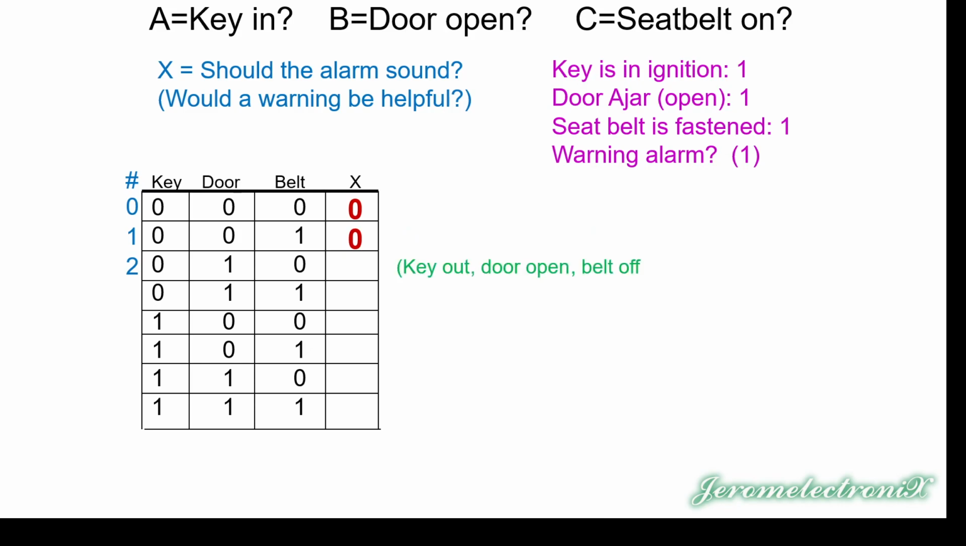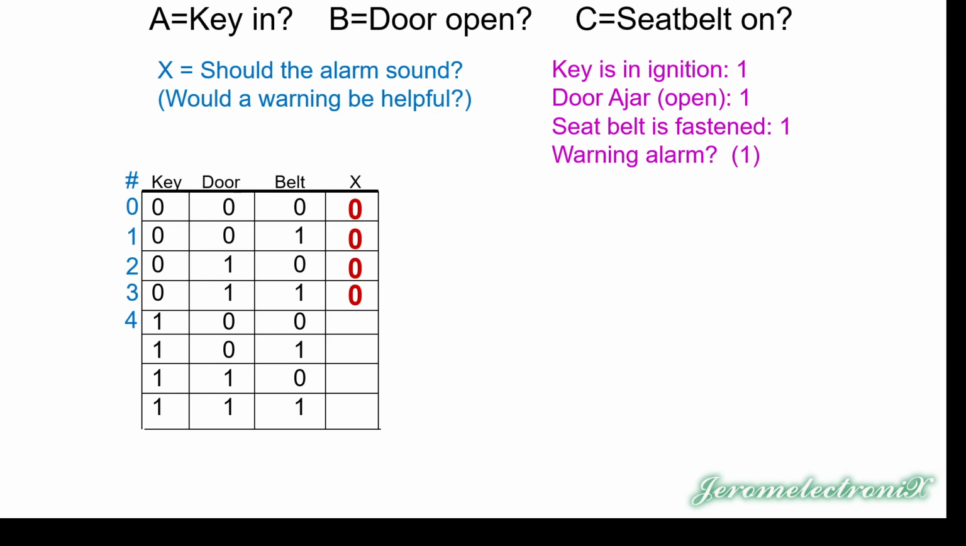Key is out, door's open, belt is off. Do we need an alarm for this? Probably not. You're just getting in. In fact, every time that the key is not in, there's no danger. So basically the key's out, the door's open, the belt is on, you're getting in still.